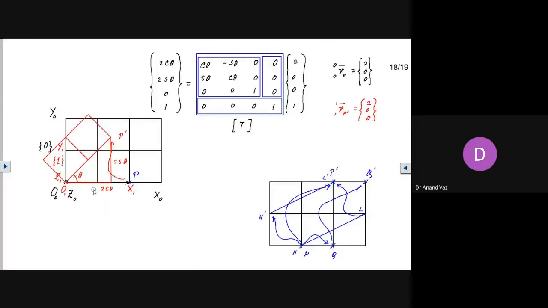So we follow the right hand rule, and the angle is measured from the positive direction of the x-axis, keeping your thumb oriented along the positive direction of the z-axis, and the direction of the fingers of the right hand indicates the angle of rotation, right?